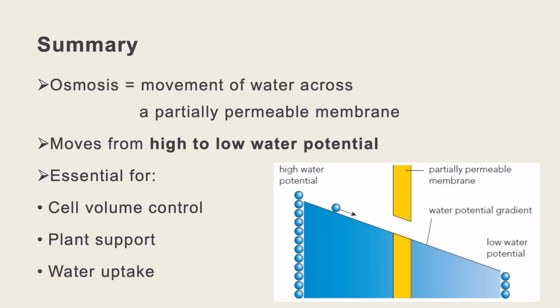In conclusion, osmosis is the movement of water across a partially permeable membrane from a region of high to low water potential. It plays a crucial role in maintaining cell volume, providing support in plants, and allowing efficient water uptake. Understanding osmosis is essential for explaining how cells survive in different environments.